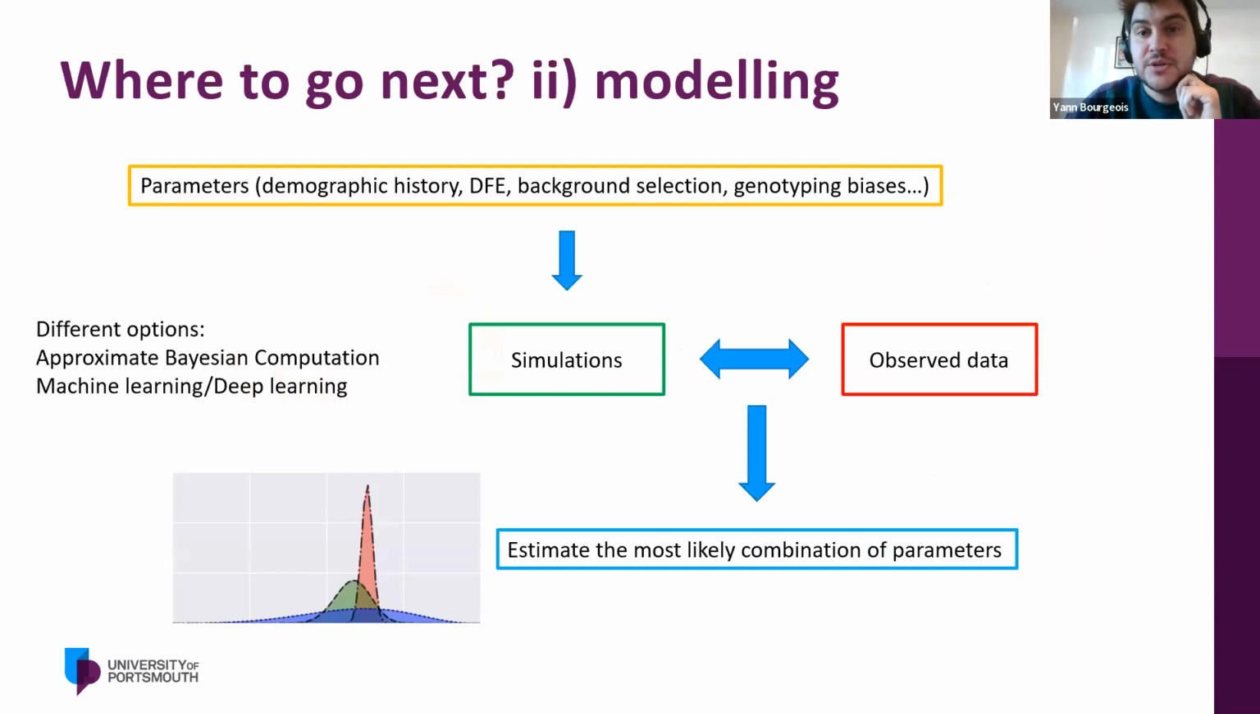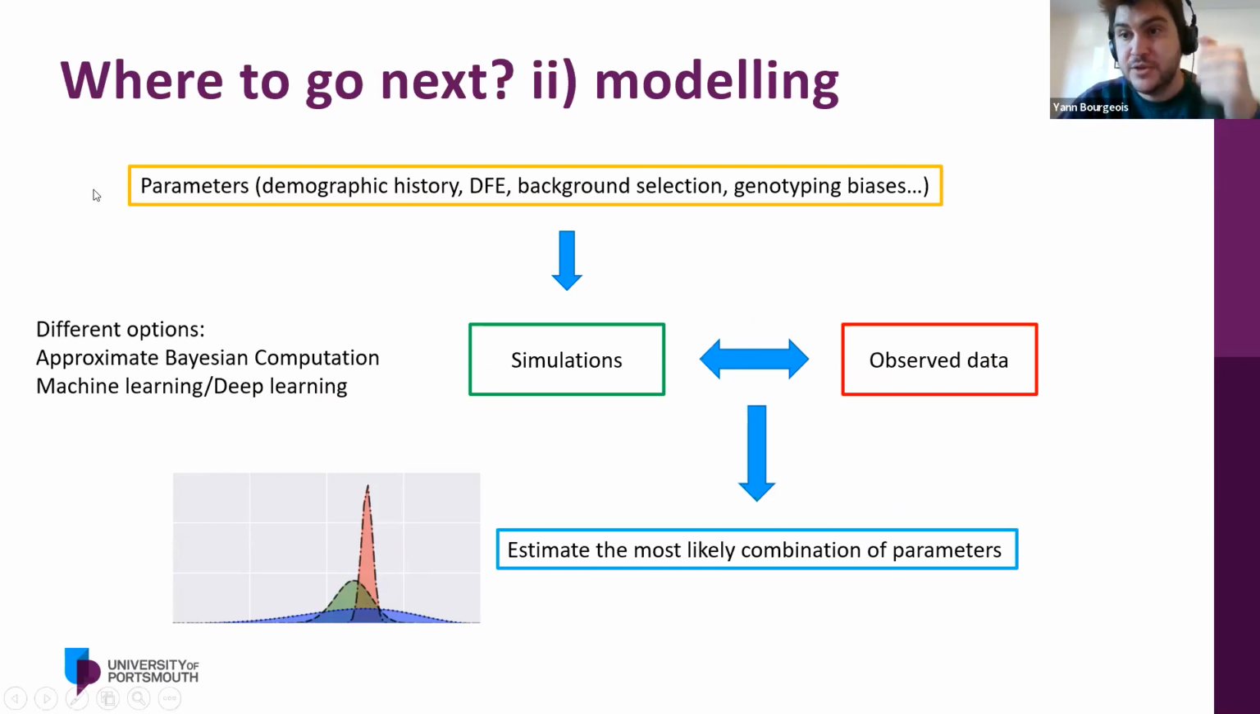So to do that, there is a framework that's quite interesting, which is a framework of either approximate Bayesian computation or approaches such as machine learning and deep learning. To put it simply, and because we don't have that much time, we can create simulations using all these different parameters I was mentioning, and we contrast them with the observed data.